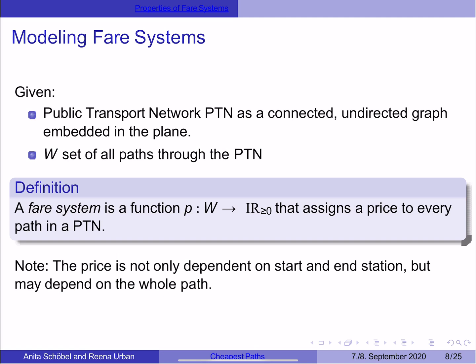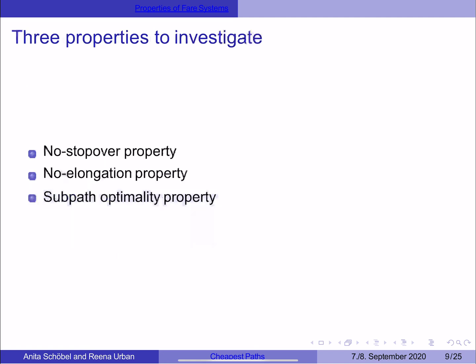Now, the first step is to model the fare systems. We have given a public transport network as a connected, undirected graph embedded in the plane, and we are interested in the set of the paths through the public transport network. Because a fare system is a function, p, that assigns a price to every path in the public transport network. The price should be positive, since you usually have to pay something if you want to travel. A note is that the price is not only dependent on the origin and the destination, so on the start and end station, but it may depend on the whole path.